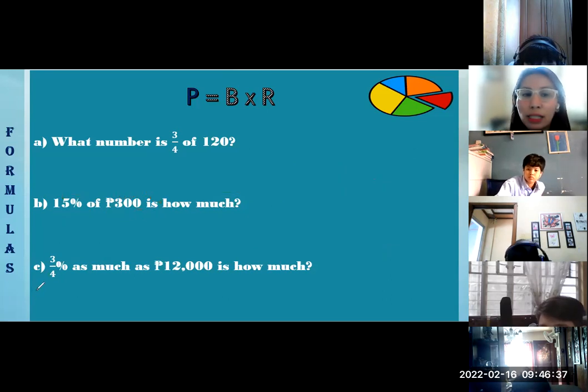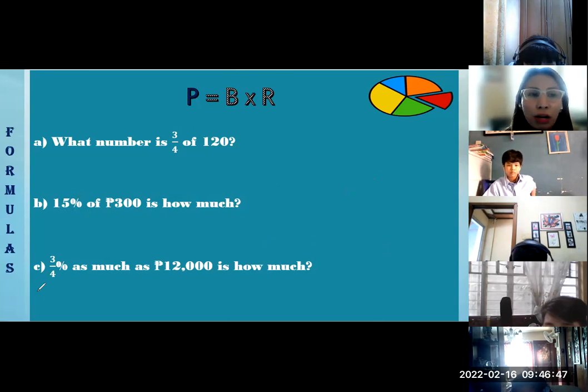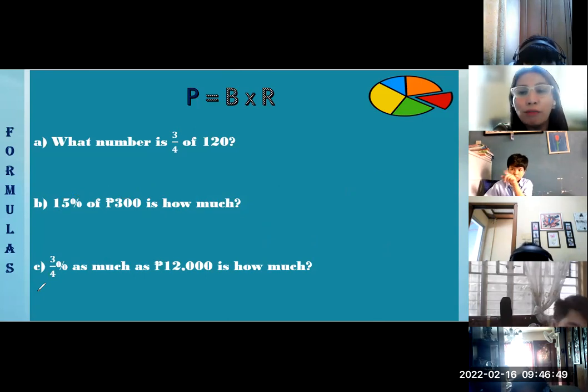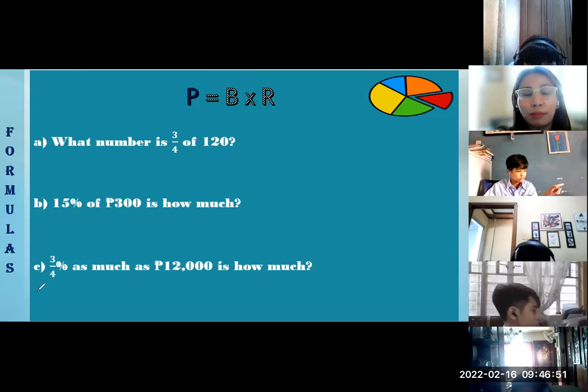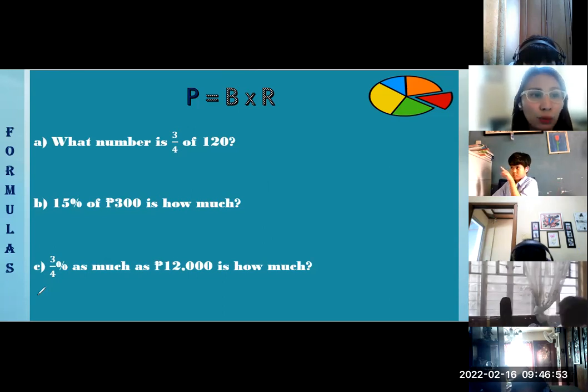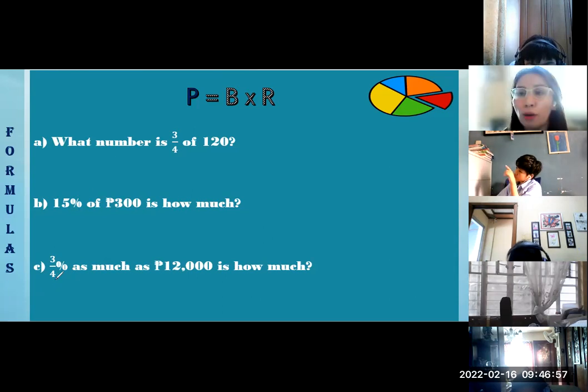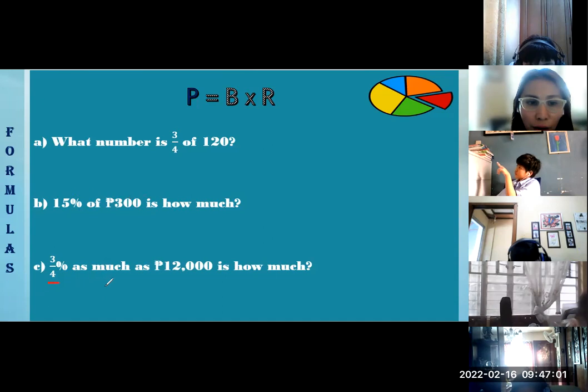Next, move tayo sa letter C. 3/4% as much as 12,000 is how much? Paano naman yan, class? So, 3/4%. How was this computed? Paano siya? 3/4 muna tayo. Mamaya na yung percent.